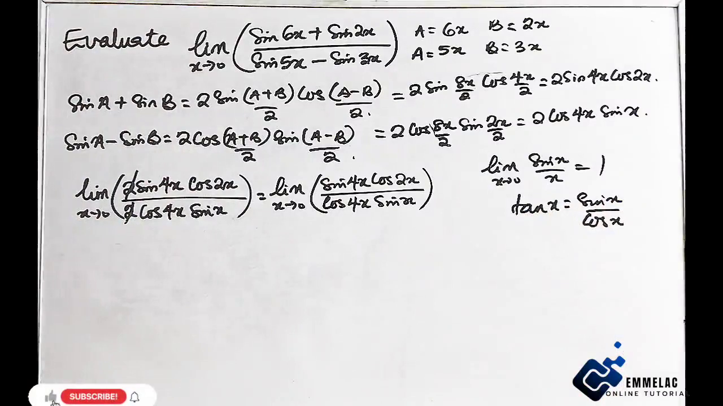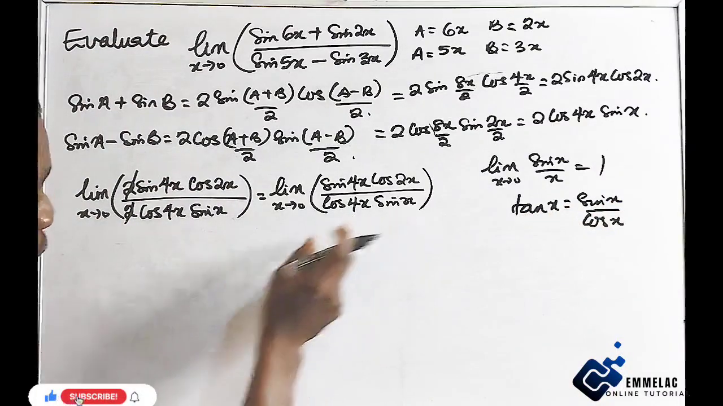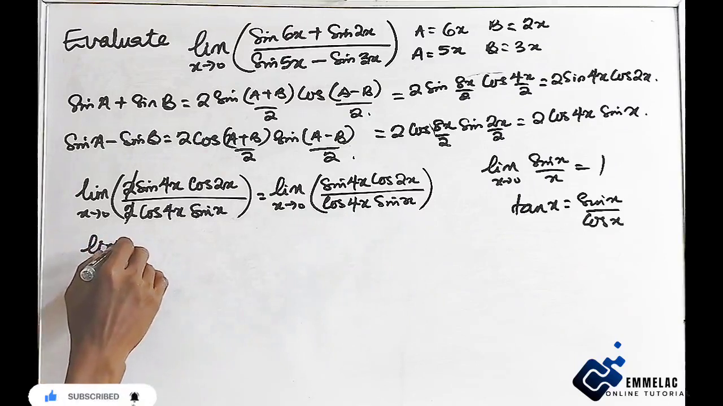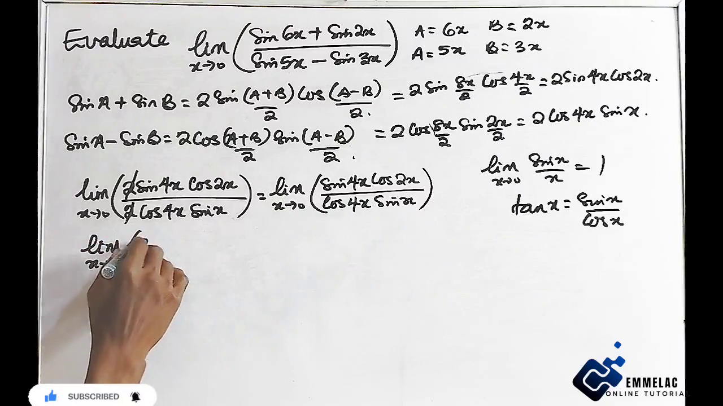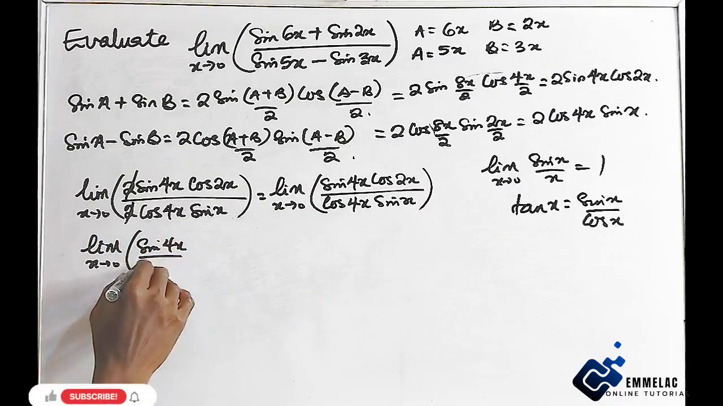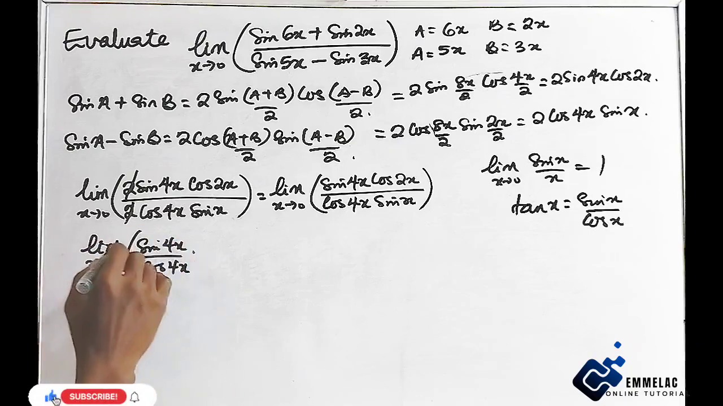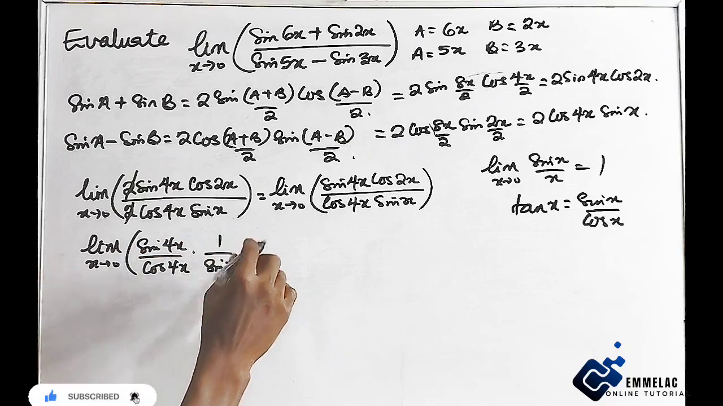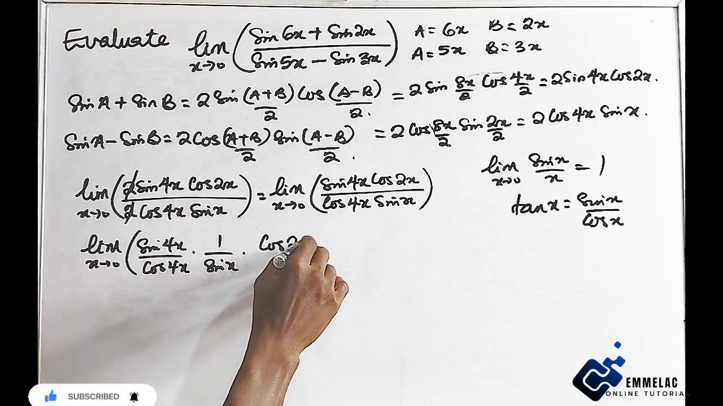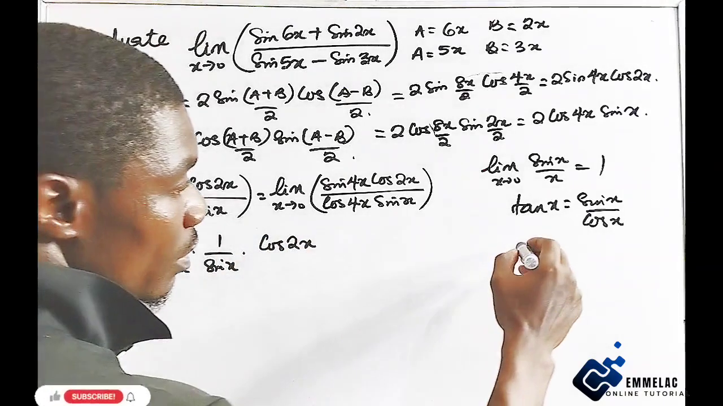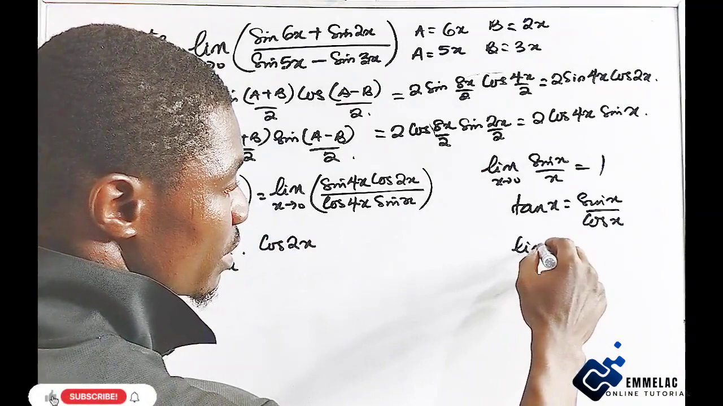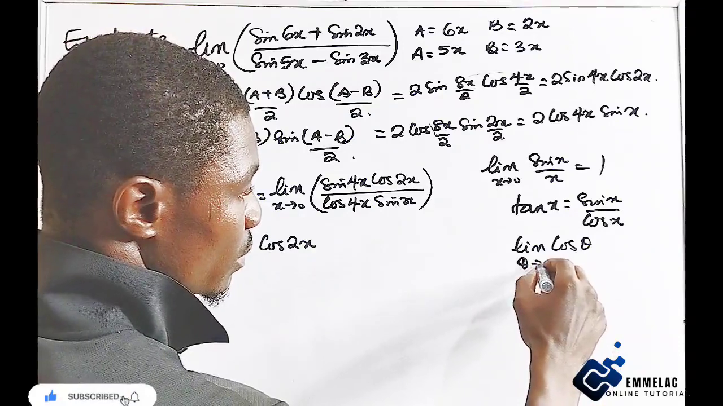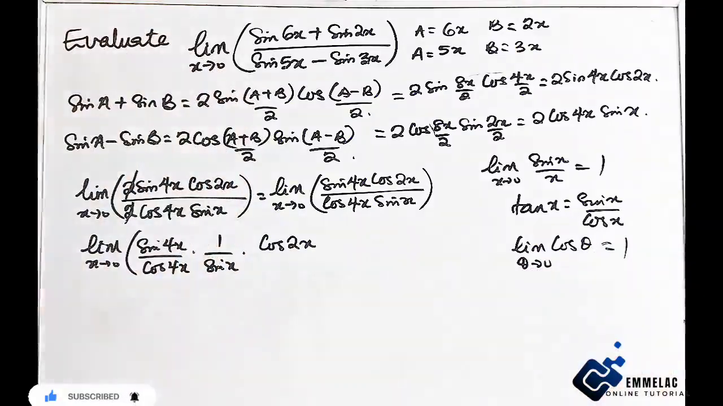Now this function can also be rewritten as sin 4x all over cos 4x, times 1 over sin x times cos 2x. And let us also recall that the limit of cos theta as theta tends to 0 equals 1.